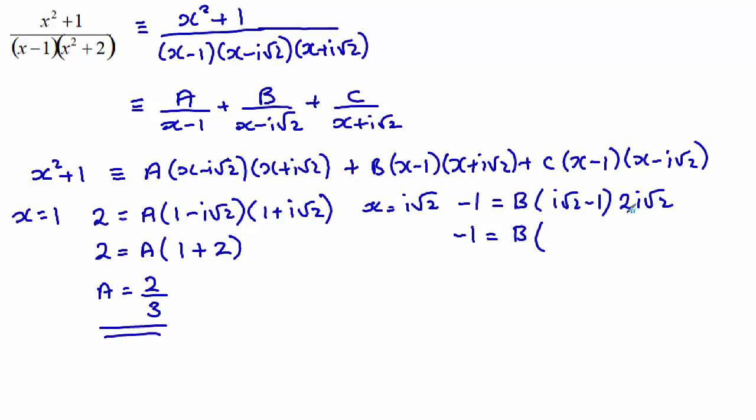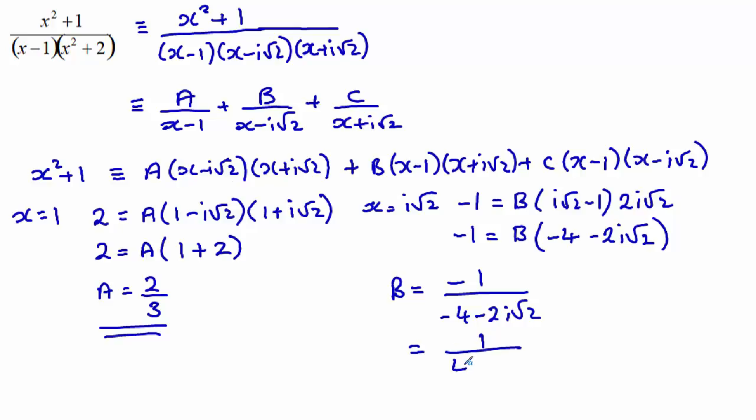into, so expanding this out, so i squared is negative 1, root 2 times root 2 is 2, so that's actually going to give me negative 4, and take away 2i root 2. So B is going to be negative 1 over negative 4 take away 2i root 2, which we could write as 1 over 4 plus 2i root 2. We don't want to have this in the bottom.